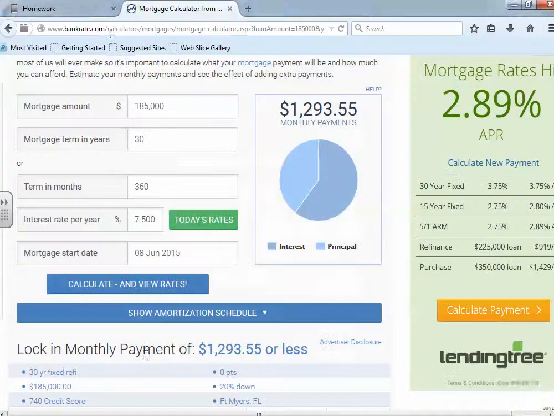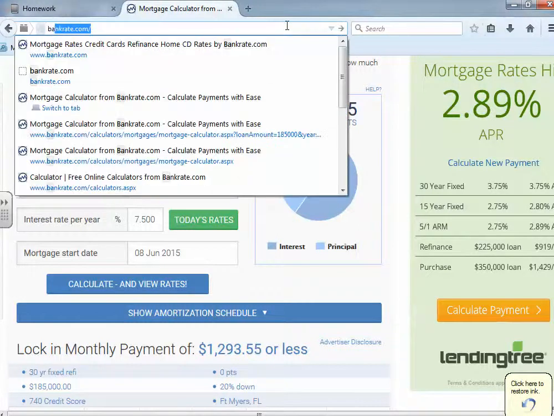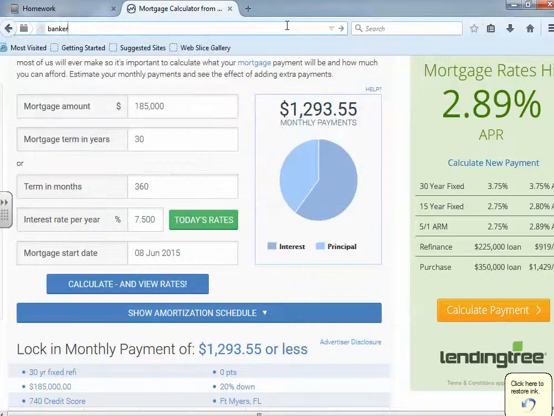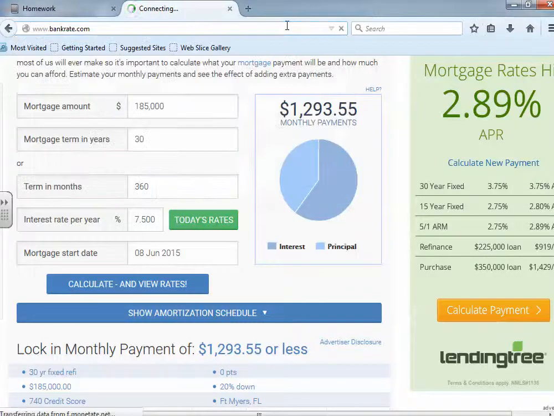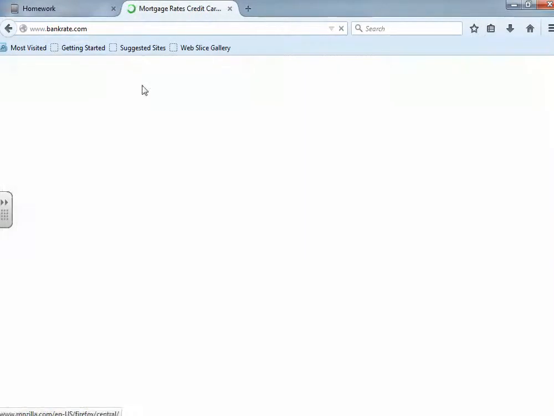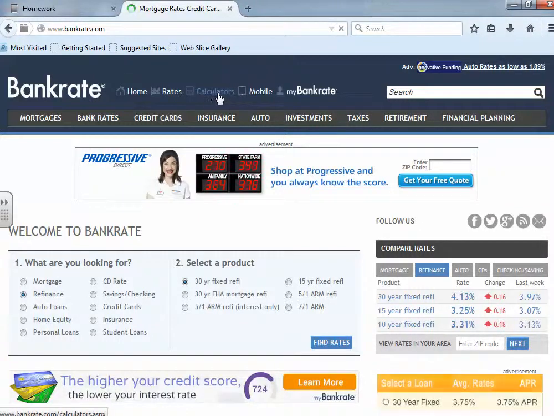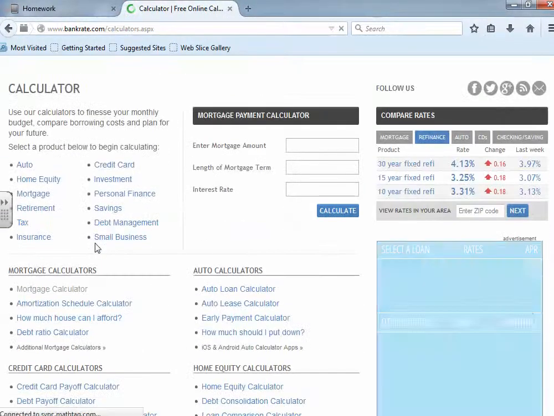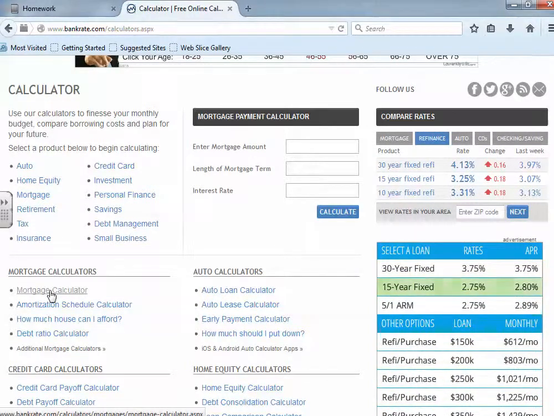So open up a new web page if you haven't, and go to bankrate.com, and you should get to the home page. Go ahead and just move over to calculators and scroll down a bit until you get to the mortgage calculator and click on that link.